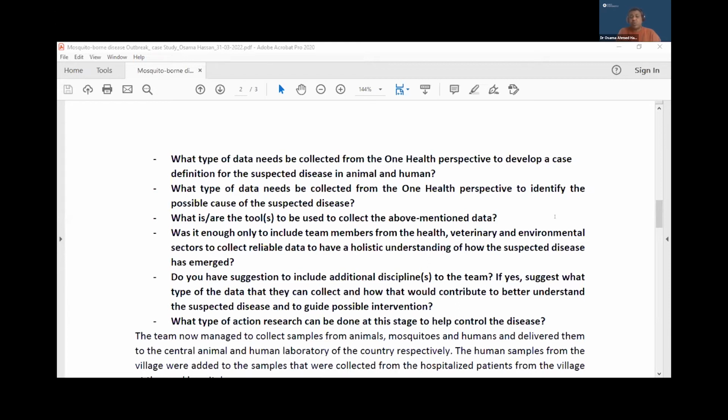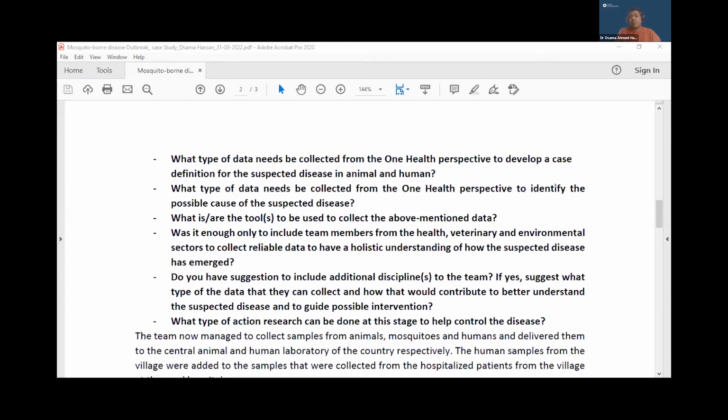What type of data needs to be collected from the One Health perspective to identify the possible cause of the suspected disease? We remember that we collected blood samples or any other biological samples at the hospital, but now we are in the field, in the area of the outbreak itself. So what type of data can we collect here to help us explore the possible cause of the disease? Well, mosquito collection, blood collection, absolutely. Human and animals, yes, indeed, that's important. So now we are talking about animal samples, human samples, and also environmental samples, mainly mosquitoes. Yeah, that sounds great.